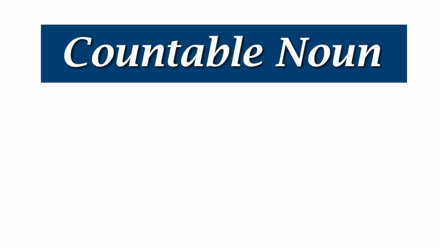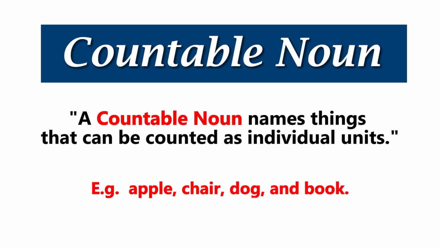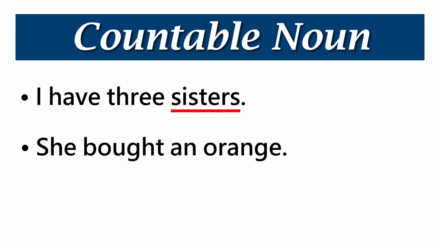Countable noun. A countable noun names things that can be counted as individual units. For example, apple, chair, dog, and book. I have 3 sisters. In this sentence, the countable noun is sisters because you can count them one by one. She bought an orange. In this sentence, the countable noun is orange because it is a single unit that you can count.